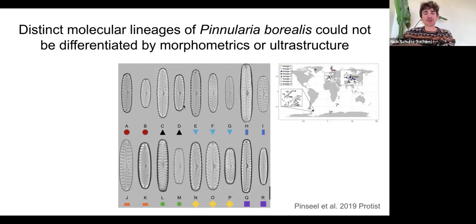Basically, they were indistinguishable morphometrically, ultrastructurally, but genetically they were quite distinct, to the point that at least one of them was close to being described, if not described, as a new species. So it shows the power of DNA barcoding, and looking at just a handful of genes to be able to see differences where more classic approaches like morphology may not be able to find differences.